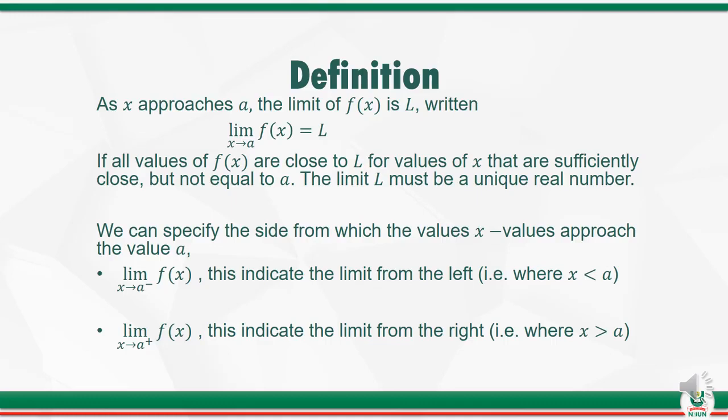We can specify the side, either from the left or from the right, approaching the value a. Look at it. If we have the limit of f of x as x tends to a raised to the power minus, it means from the left. That is, x here is less than a. If we have the limit as x tends to a raised to the power plus, it means from the right. That is, where x is greater than a. Is that taken?